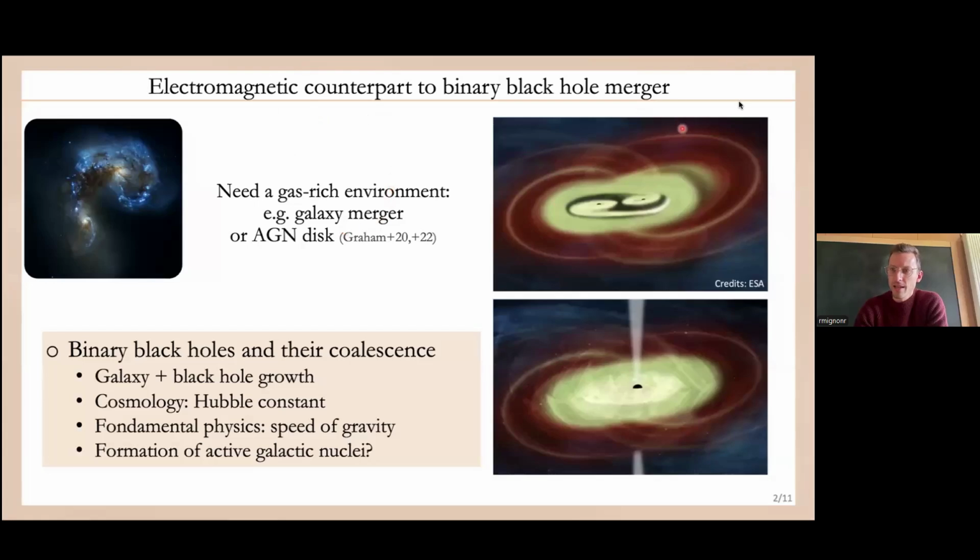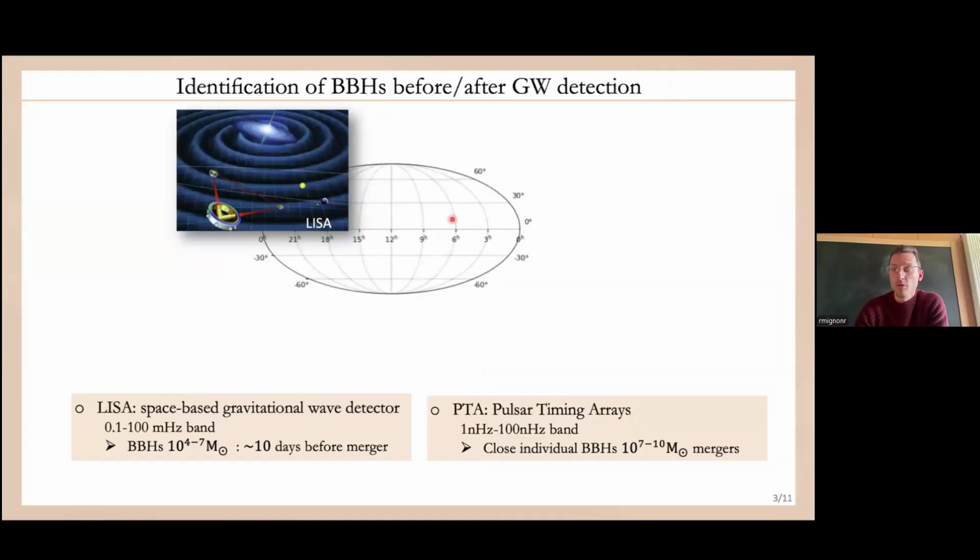Counterpart to detect the electromagnetic counterpart to the merger of binary black holes. But of course, if we can detect them even prior to merger, it would be even better to trigger some follow-up.